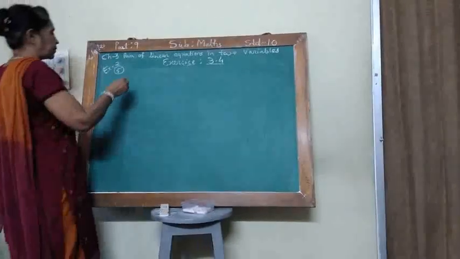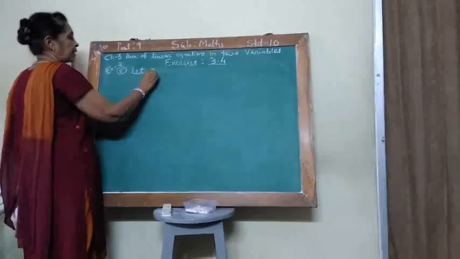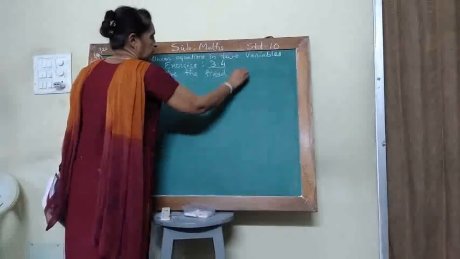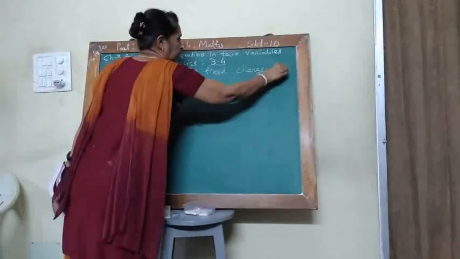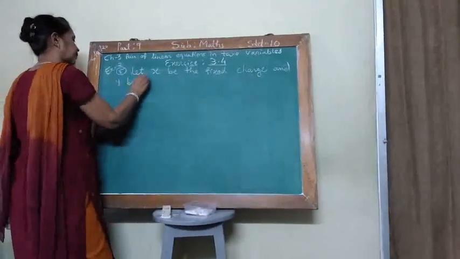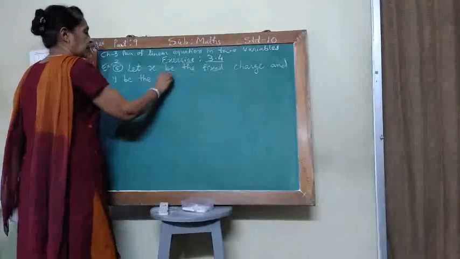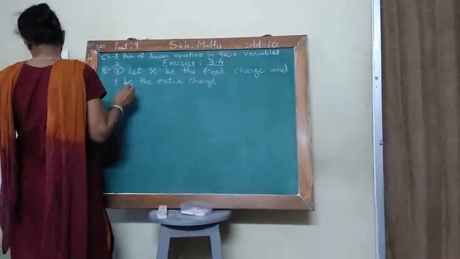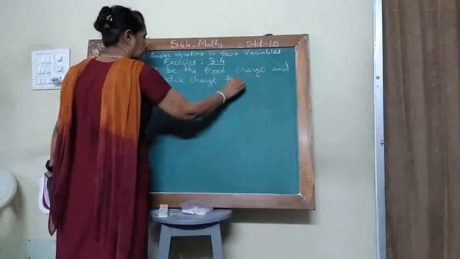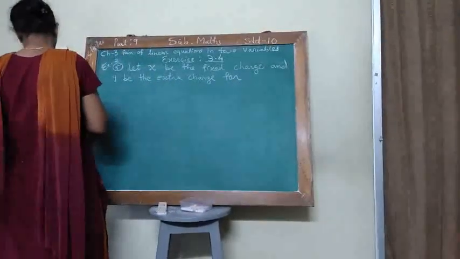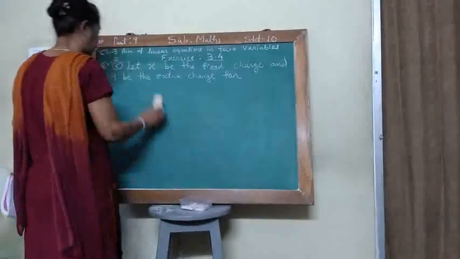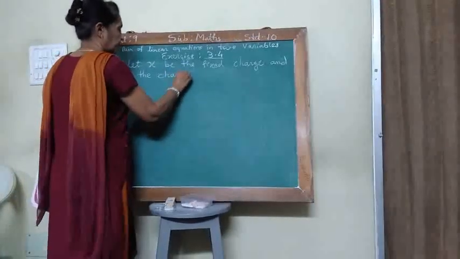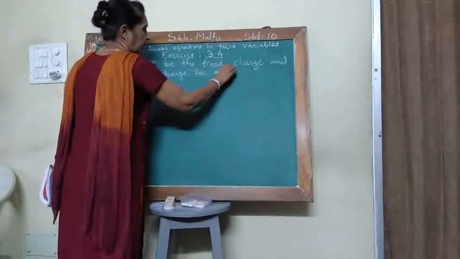So from that statement you have to write: let x be the fixed charge and y be the extra charge for each day, that is, y be the charge for each extra day.